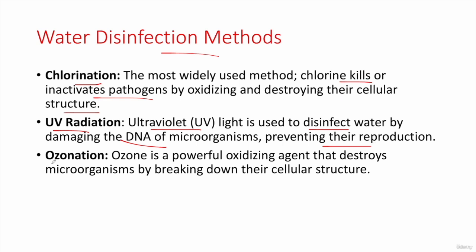Then we have ozonation. Ozonation is actually a super powerful way to treat the water. This will destroy the microorganisms by breaking down their cellular structure, but ozonation is very expensive and has other major drawbacks, like the difficulty of monitoring the level of ozone in water.